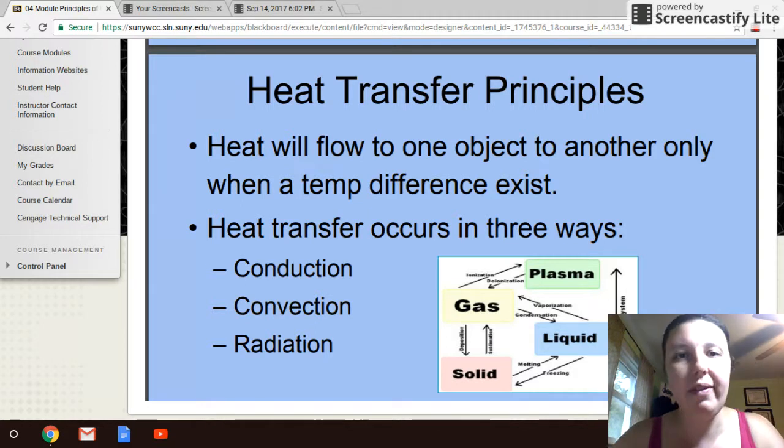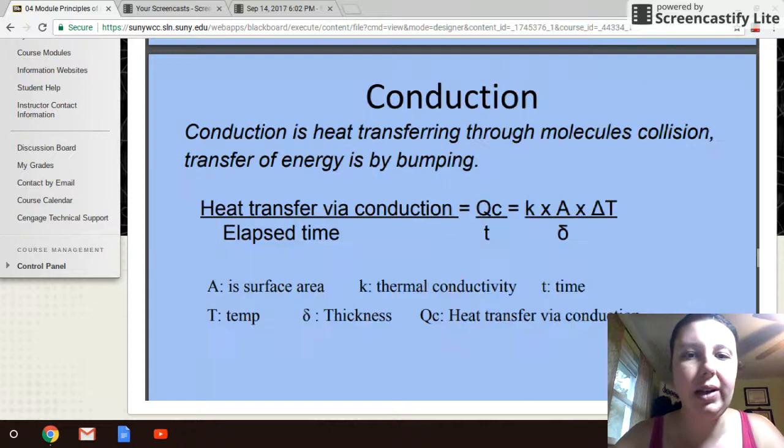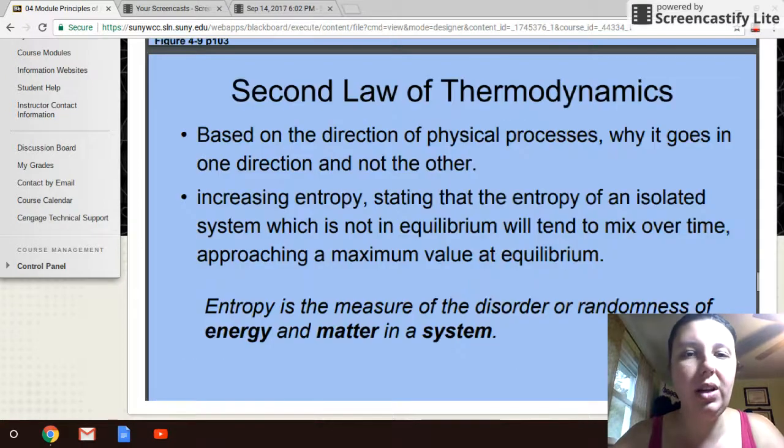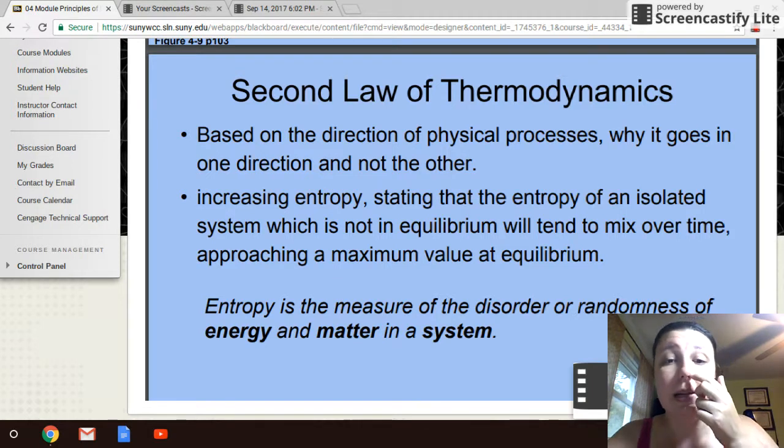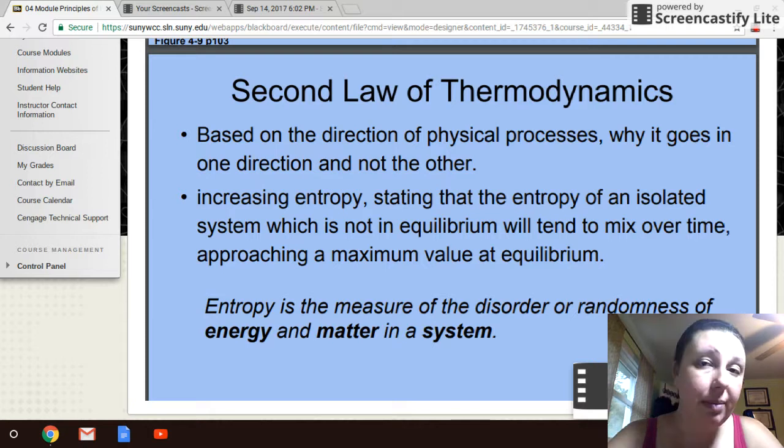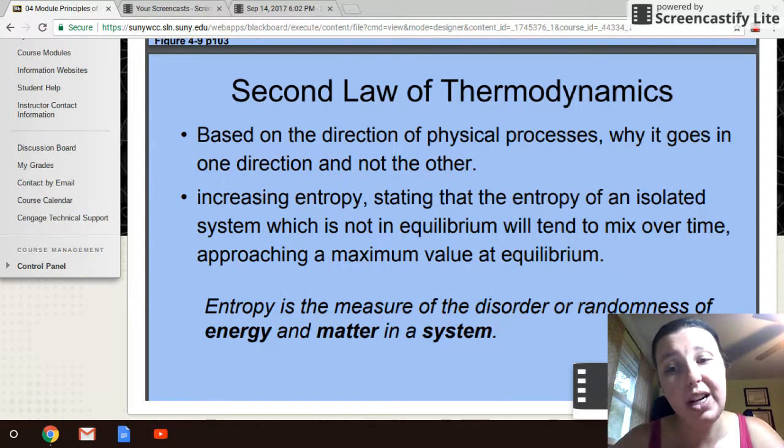And so you can feel it at a distance leaving a substance, especially if there's a difference in equilibrium, which is why I'm coming back to the second law. So based on the direction of physical processes, things go in one direction, not the other. A system with more energy will move to a system with less energy, sorry, I'm saying it backwards. So the hot source will move towards the cold sink.